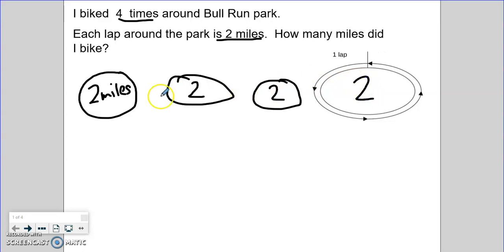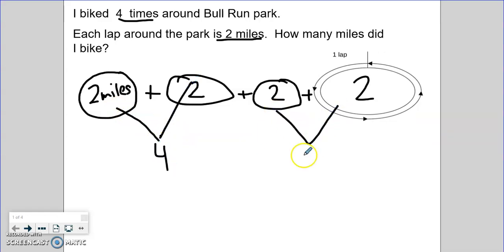Now, if we add all of these together, 2 miles plus 2 miles plus 2 miles plus 2 miles equals how many miles in total? 2 plus 2 is 4. 2 plus 2 is 4. 4 plus 4 is 8. 8 miles.